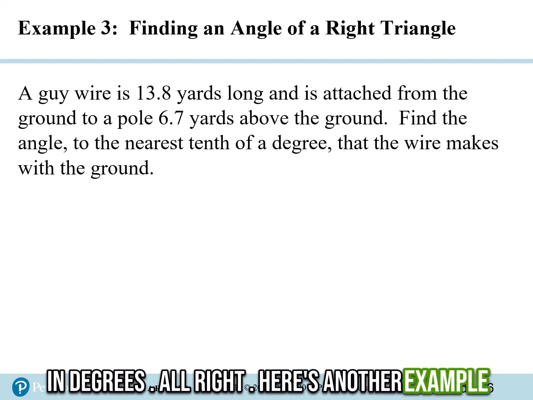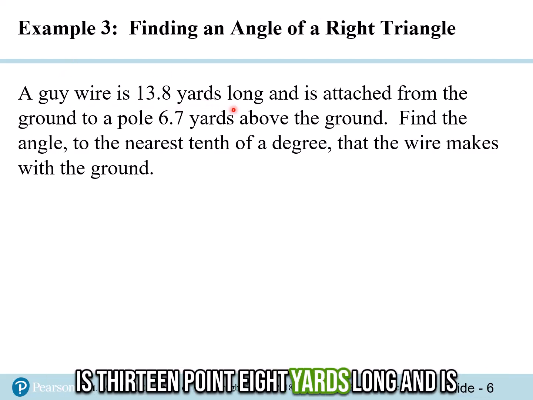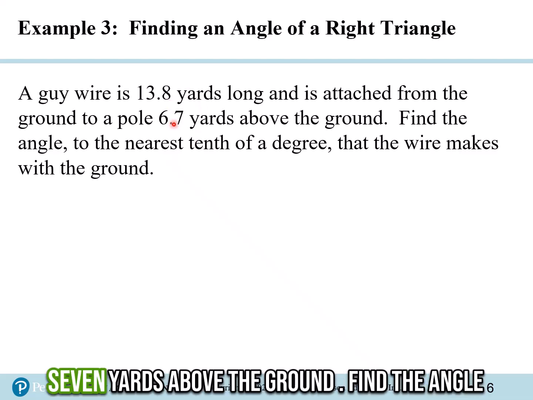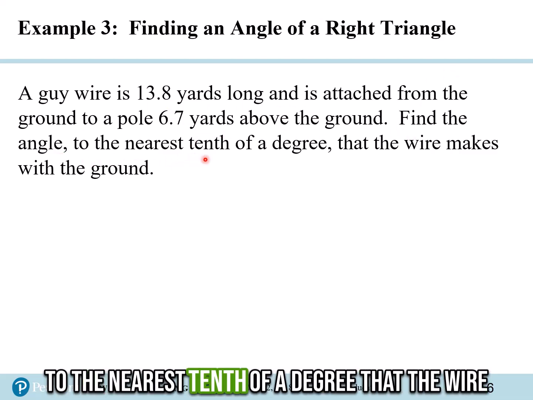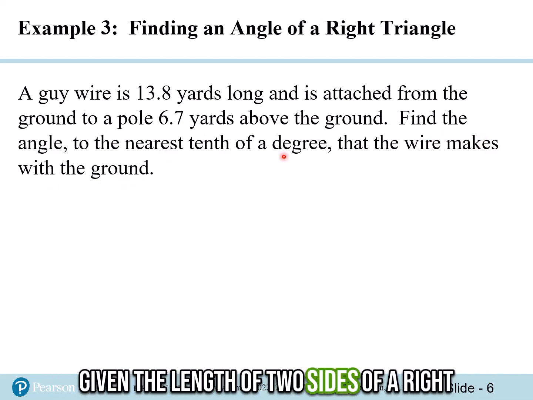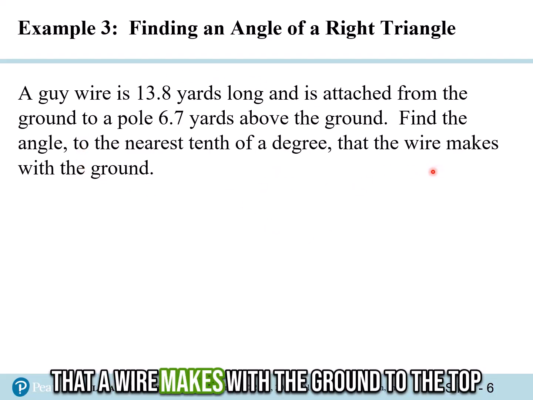All right. Here's another example using right triangle trigonometry. A guy wire is 13.8 yards long and is attached from the ground to a pole 6.7 yards above the ground. Find the angle to the nearest tenth of a degree that the wire makes with the ground. So here we have been given the length of two sides of a right triangle. They're asking us to find the angle that a wire makes with the ground to the top of a pole.